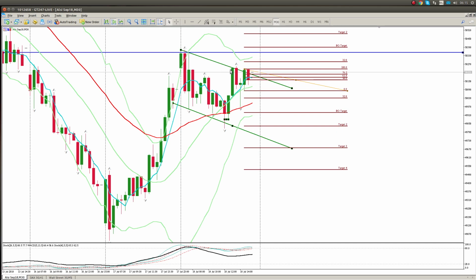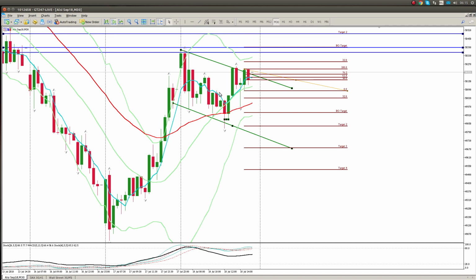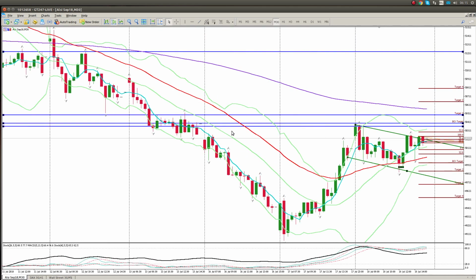So that pretty much dictates, if we break above here, we're looking to test the highs of yesterday. If we break above the highs of yesterday, then you have a breakout target just above it. And I'm just going to put some levels in on the closing range, and then we can look to the left to see how it lines up.